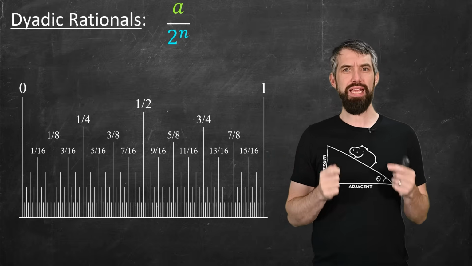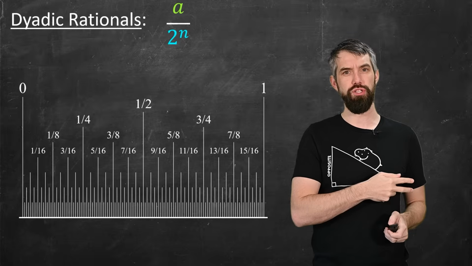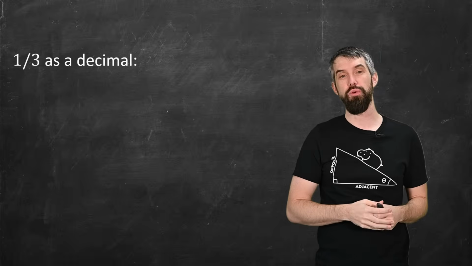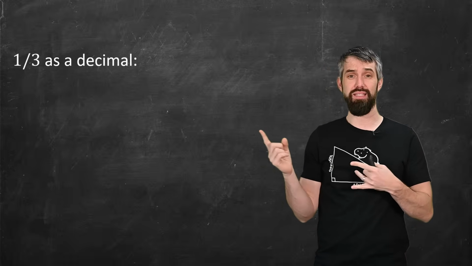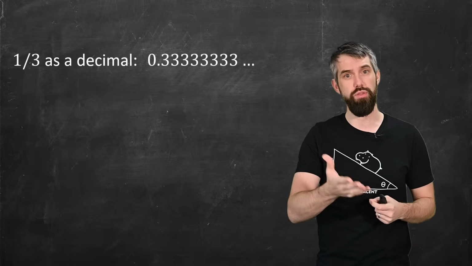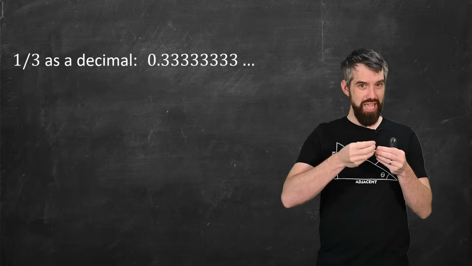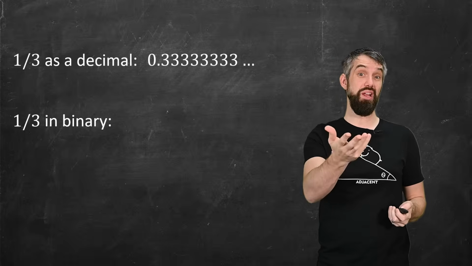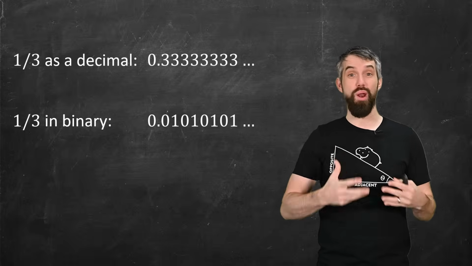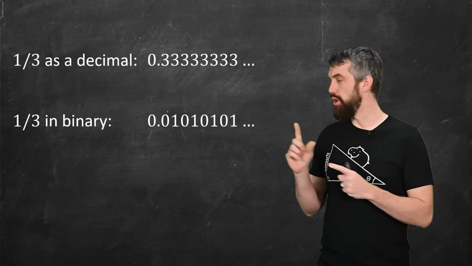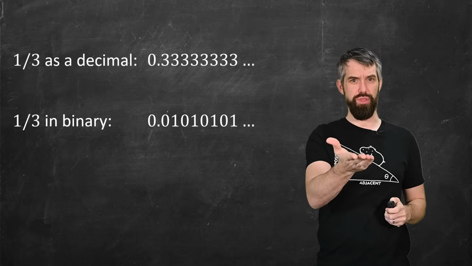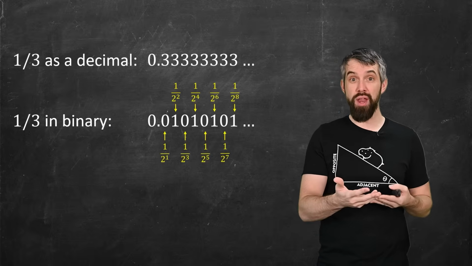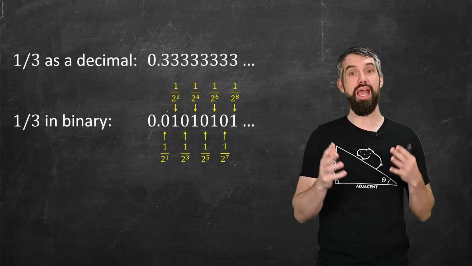Okay, so let's take something that's not a dyadic rational, like how about 1/3? 1/3 is not a dyadic rational. Its denominator is not a power of 2. If I try to write 1/3 as a decimal, you know the expansion, 0.33333, it has this infinite decimal expansion, kind of annoying. If I try to write 1/3 in binary, it's also annoying: 0.010101 on forever. Note that in binary, after what we call the binary point, the places are also powers of 2: 2 to the -1, 2 to the -2, 2 to the -3, and so on.